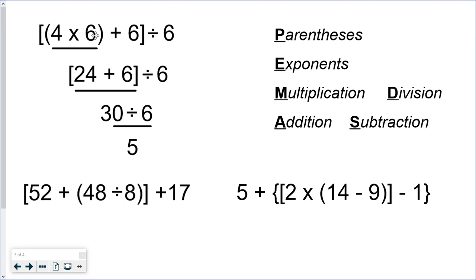So now inside the brackets, I have 4 times 6 inside parentheses. And then I have a plus 6. Now, which one am I going to do first? Well, this is where you need to follow the order of operations still.